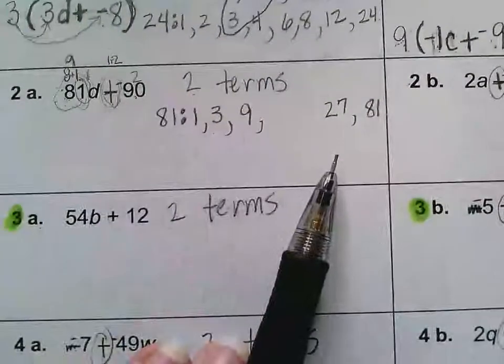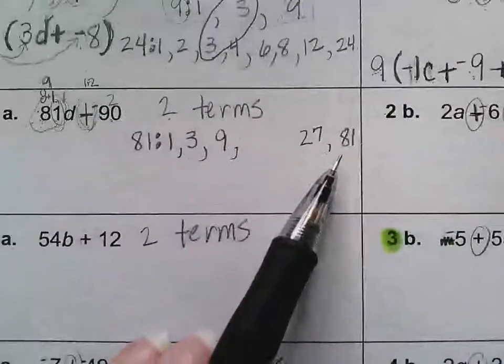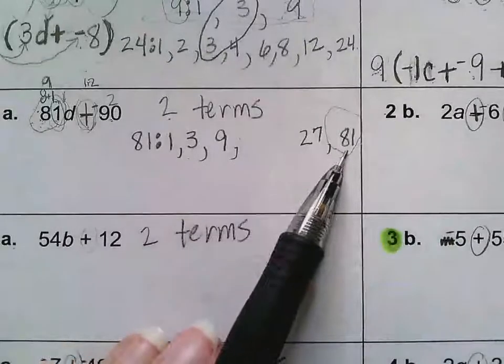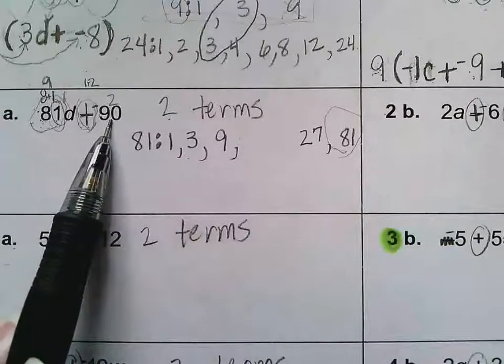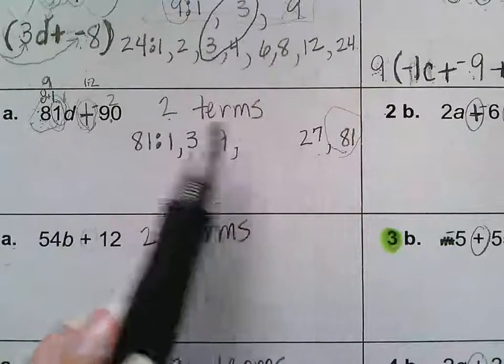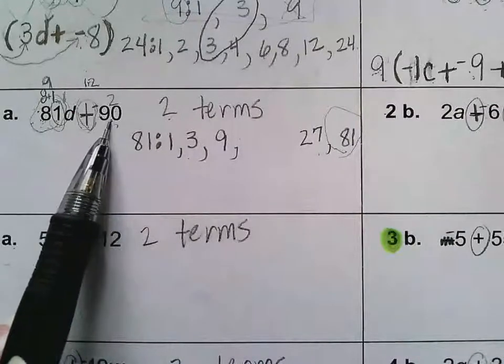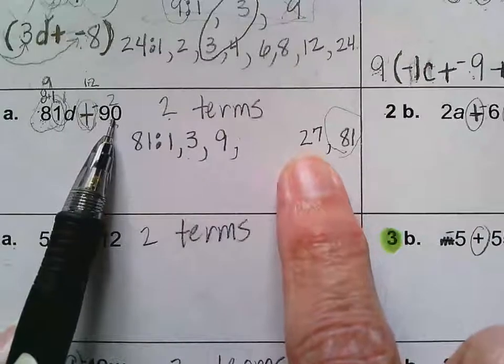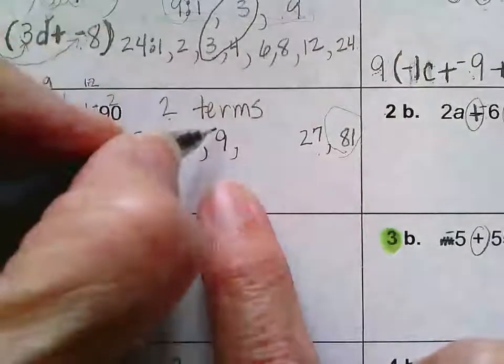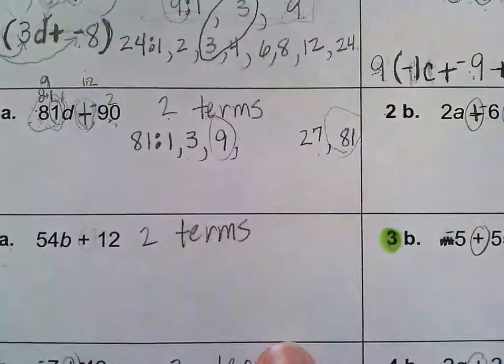So what I'm going to do is start with my largest factor, which is 81, and ask myself, is that a factor of 90? No. Is 27 a factor of 90? No. I know 30 is. 30 times 3 would give me 90, but 27 won't. My greatest common factor ends up being 9.